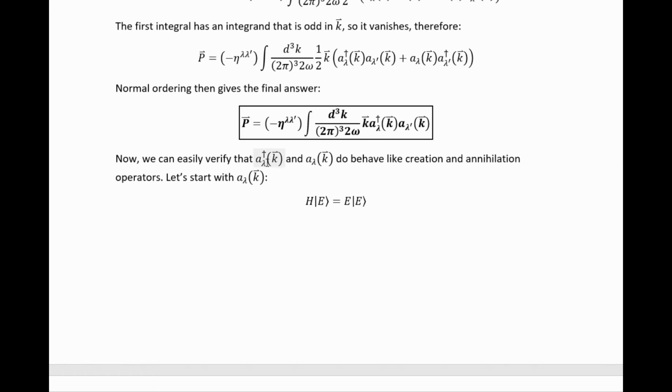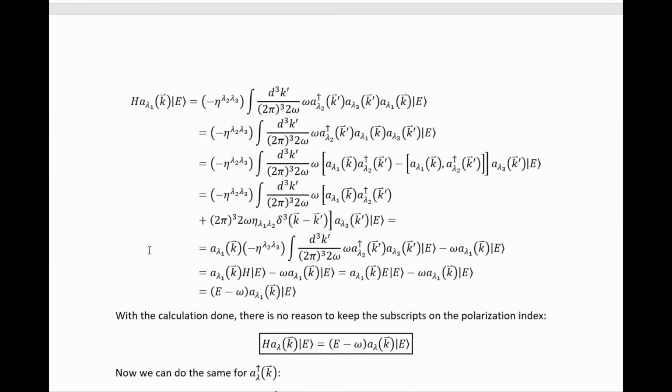Now we can verify that the A daggers and A's do behave like creation and annihilation operators. Let's start with A of k. So if we postulate this arbitrary energy eigenstate, even though we haven't technically worked out how to build an explicit energy eigenstate, we can still postulate their existence and use them to study these operators. Then we can perform a calculation that should probably look very familiar to you if you're watching this video, but still I've written it out in complete detail.